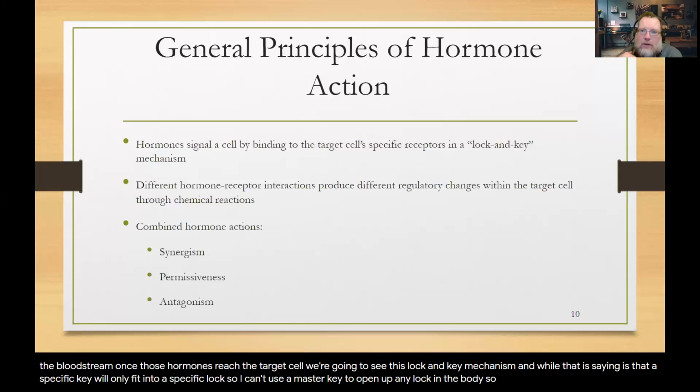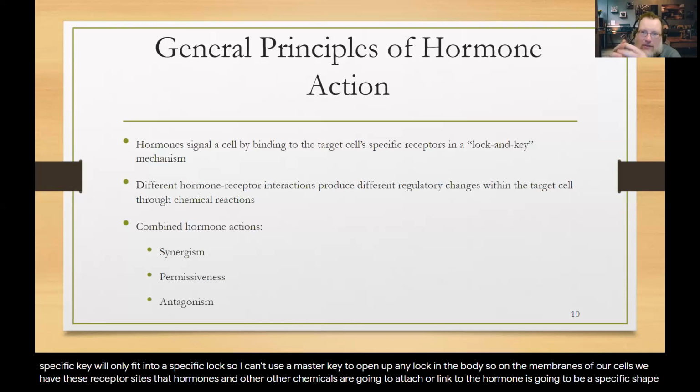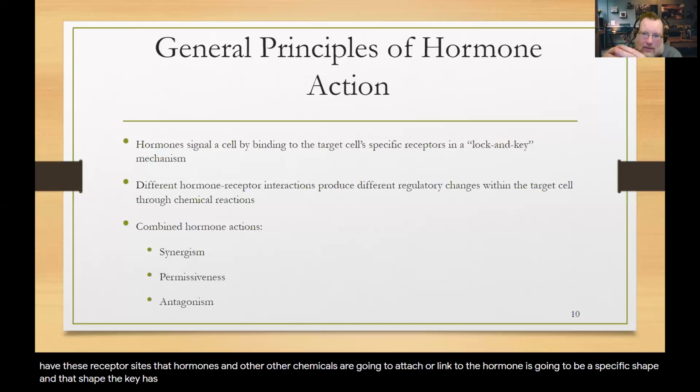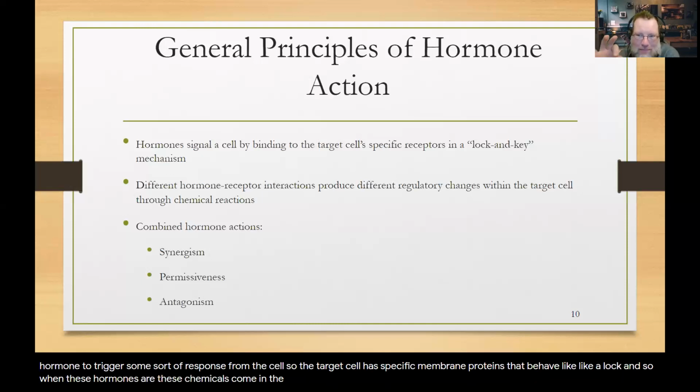So on the membranes of our cells, we have these receptor sites that hormones and other chemicals are going to attach or link to. The hormone is going to be a specific shape, and that shape, the key, has to fit the specific receptor site or the lock in order for the hormone to be able to enter into the cell or for the hormone to trigger some sort of response from the cell. So the target cell has specific membrane proteins that behave like a lock. And so when these hormones or these chemicals come in, they're attempting to plug into the lock.